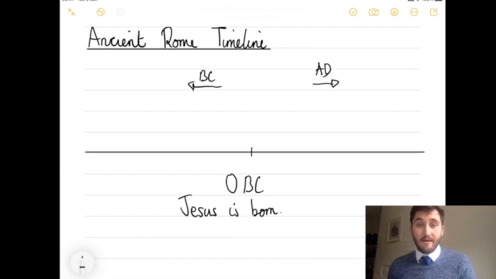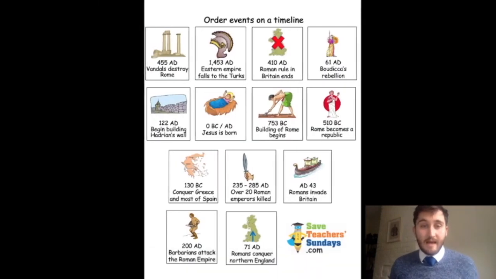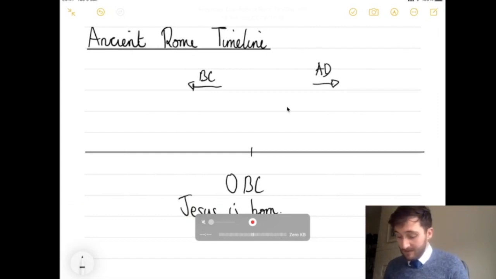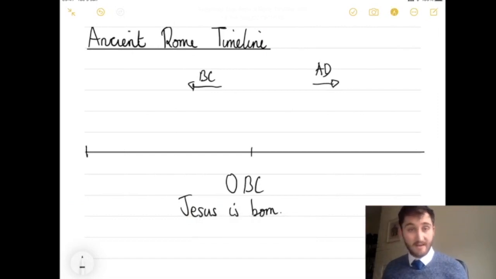Now if I want to look at my timeline again, I might want to look for the BC numbers, because that is where I'm going to start on the left hand side of my timeline. So which is the biggest BC number that I can find? So I can find 753 BC, for the building of Rome. So I might want to put 753 BC right at the start of my timeline. That is the biggest number of the BC, so I might put it at the top.